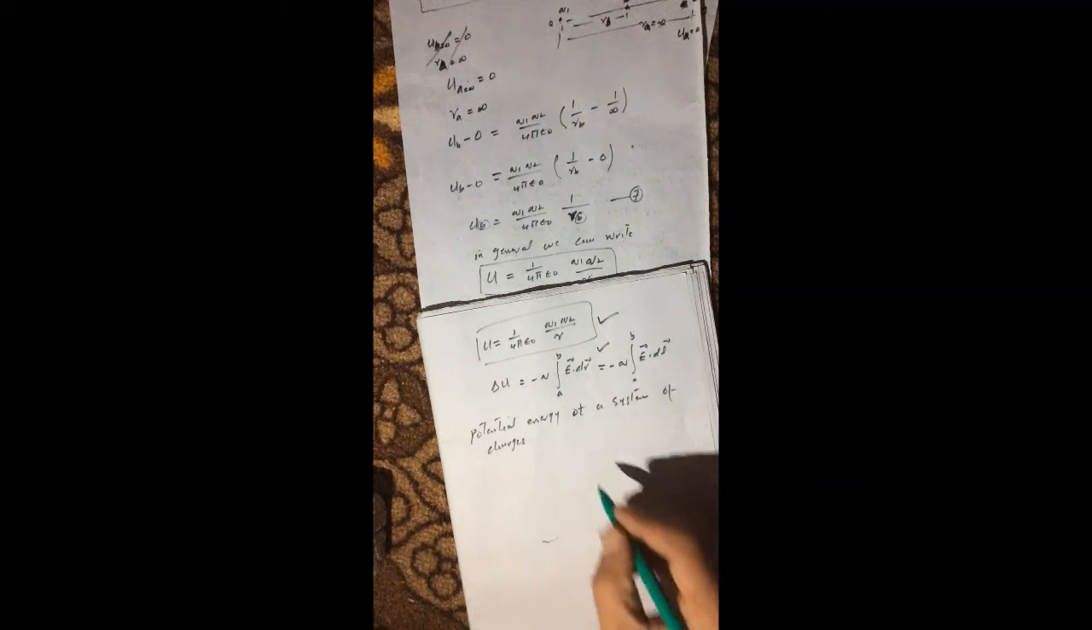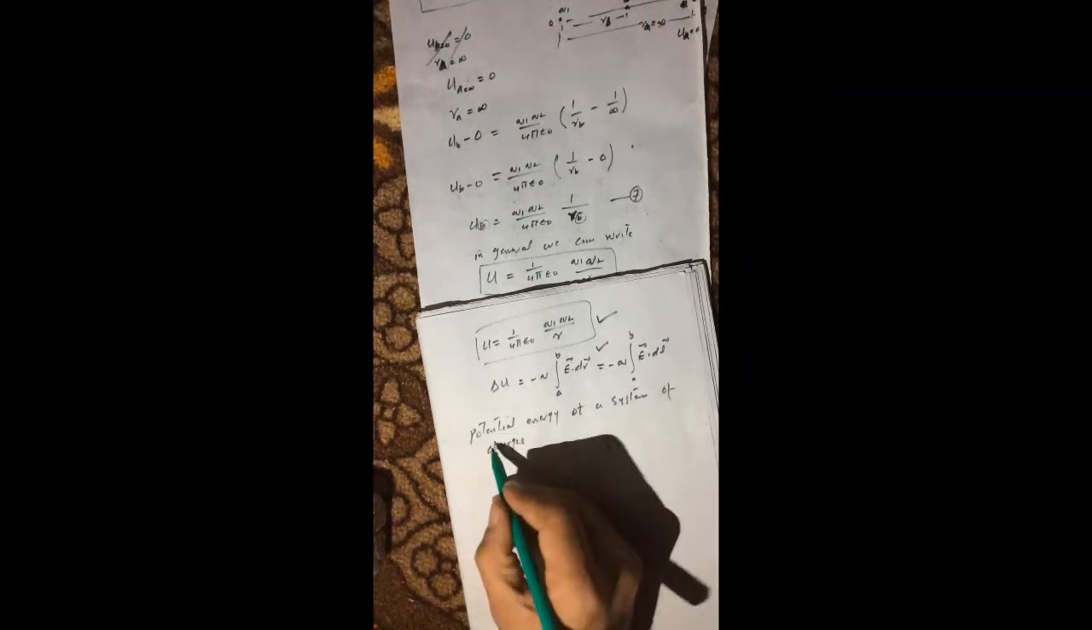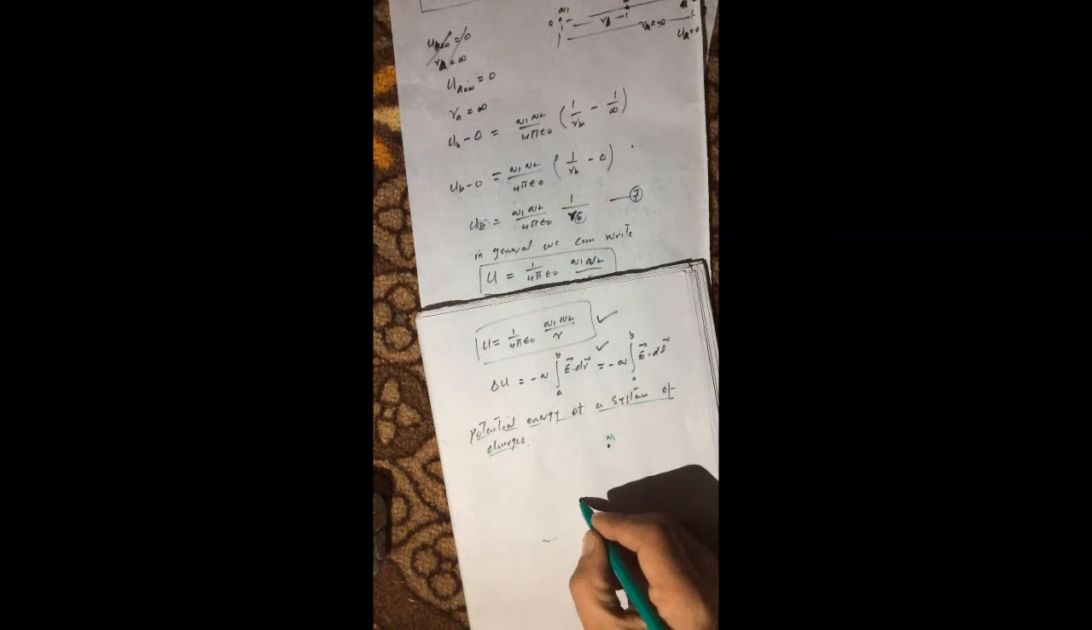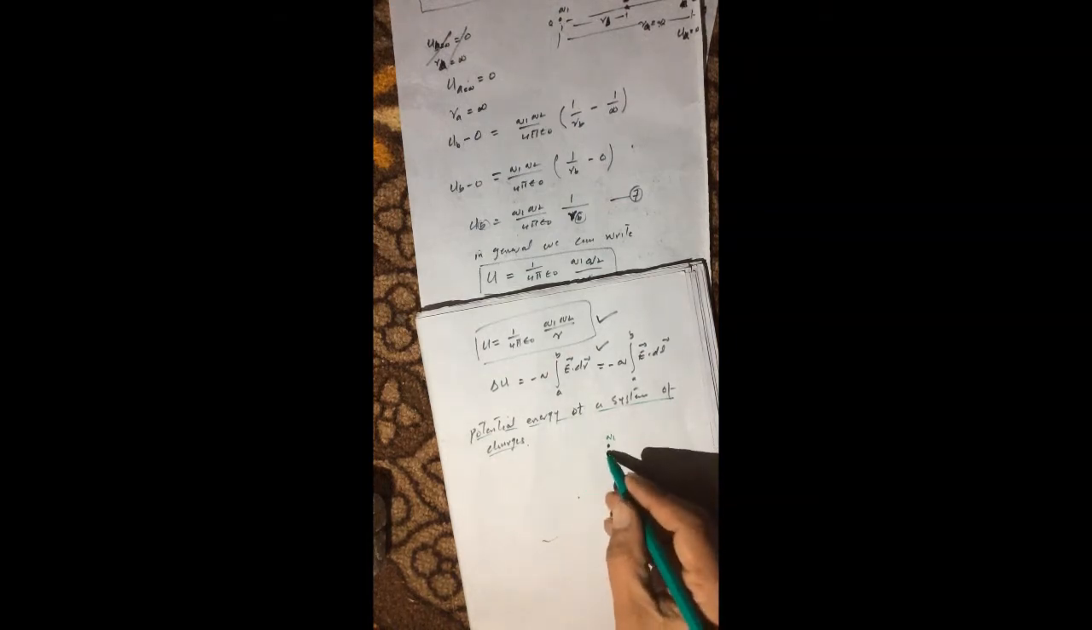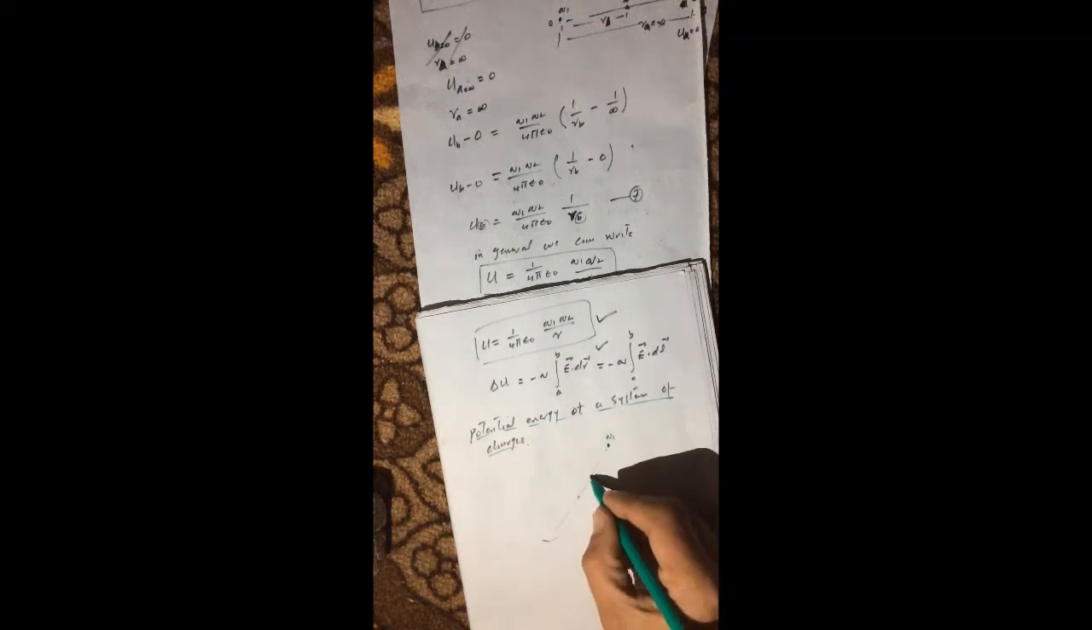Suppose we have charge Q1, which is already present at this point, and we are bringing a charge Q2 from infinity. This is the direction of charge Q2, from infinity to this point. This is Q2.